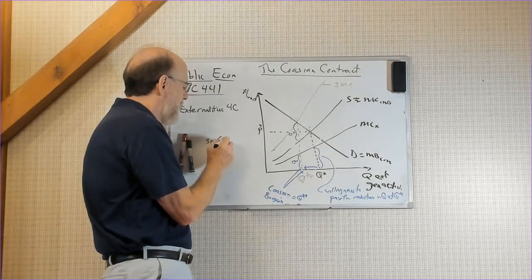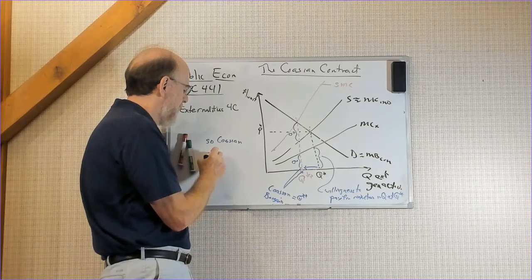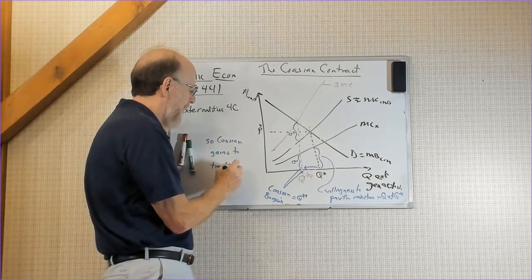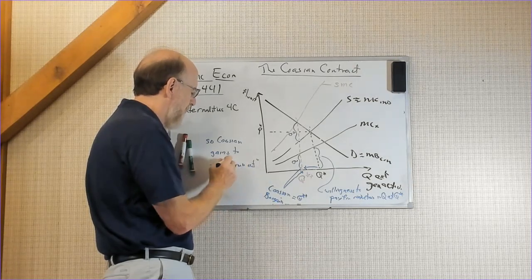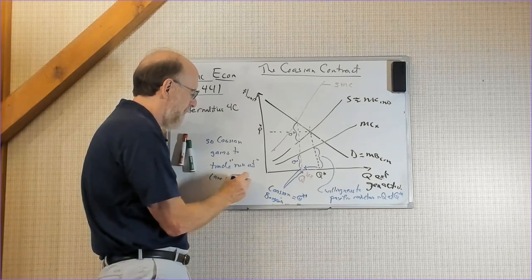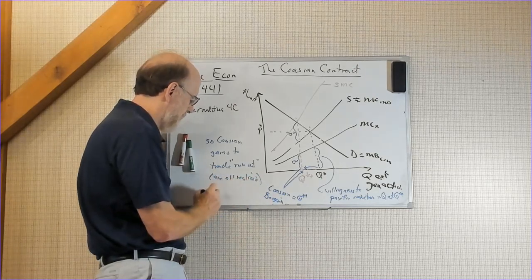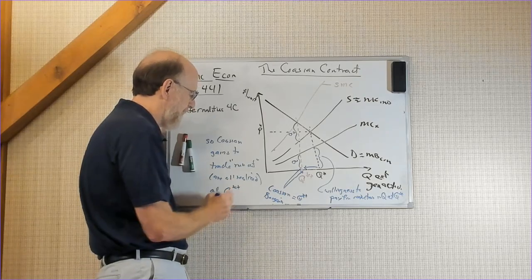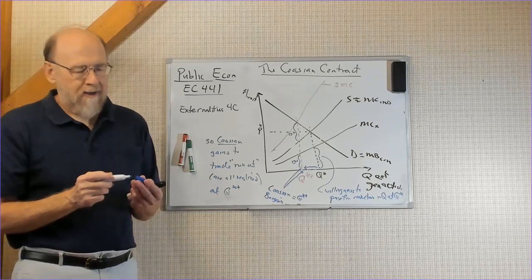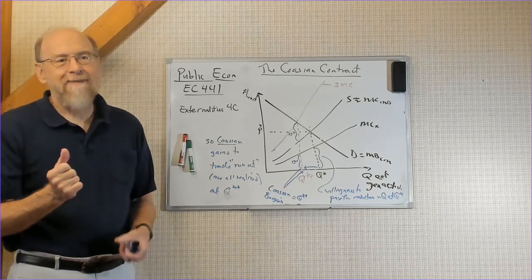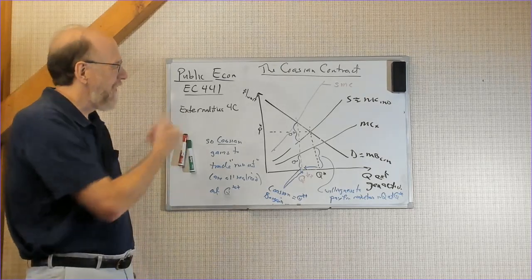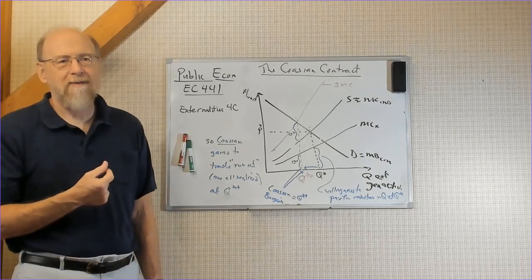So Coasian gains to trade run out, or are all realized, at Q double star. So that means that you don't necessarily have to have government intervene to solve negative externality problems.